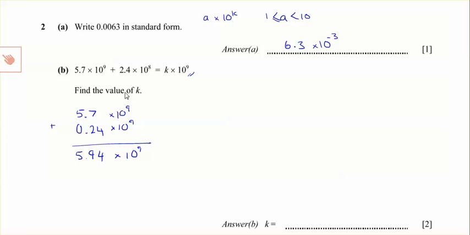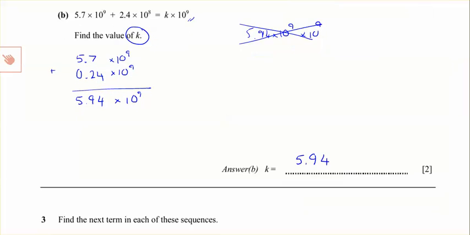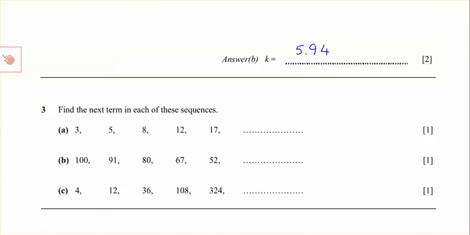Again, find the value of K. The value of K is 5.94. Lose a mark if you wrote the whole thing. Okay? Because K is not 5.94 times 10 to the 9. Otherwise you'd be saying it was 5.94 times 10 to the 9 times 10 to the 9. Which is not true. Okay? So just be careful again reading the question. Easy questions at the beginning of a test, but with a little catch.